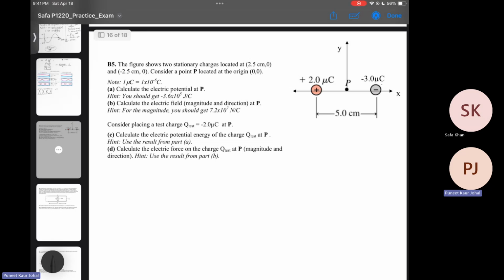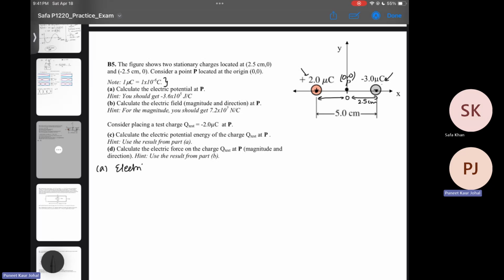This is charges. So you have two stationary charges. One is located at 2.50, so it's probably this one, because this seems to be 0. So this is at a distance of 2.5 centimeters, and the other one is at a distance of negative 2.5 centimeters. Both these charges. Consider P is located at the origin, so this is 0, 0, makes sense. 1 microcoulomb is 10 to the power of negative 6 coulombs. Calculate the electric potential at P.